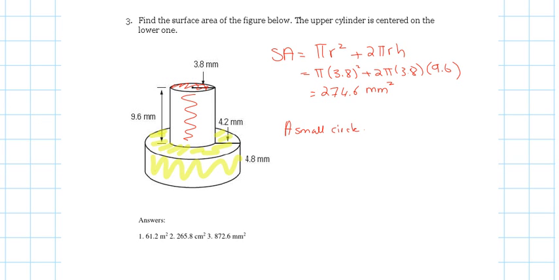So the area of the small circle is pi r squared. So that's going to be pi times 3.8 squared.